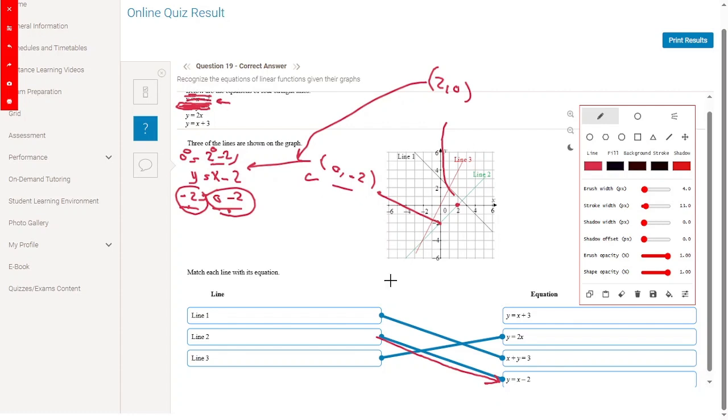Now line 3. Let's take line 3. Line 3 passes through the point 0 and 0. So let's substitute 0 and 0 into the equation y equals x plus 3.